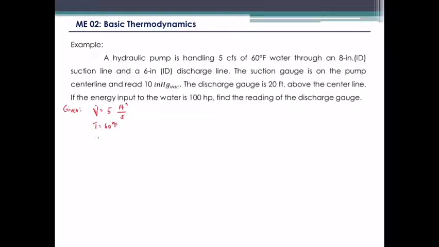We have the inner diameter of the suction line, diameter at the suction, 8 inches, or that is in feet, 2/3 feet. Another thing also, we have the diameter at the discharge line, 6 inches inner diameter. So that is 1/2 feet.